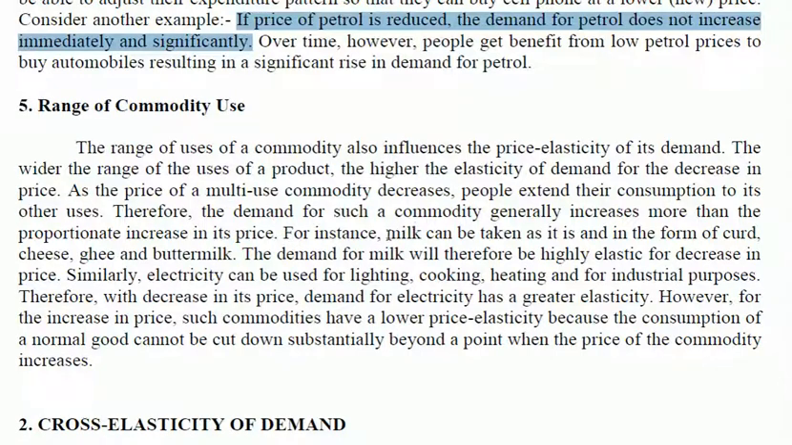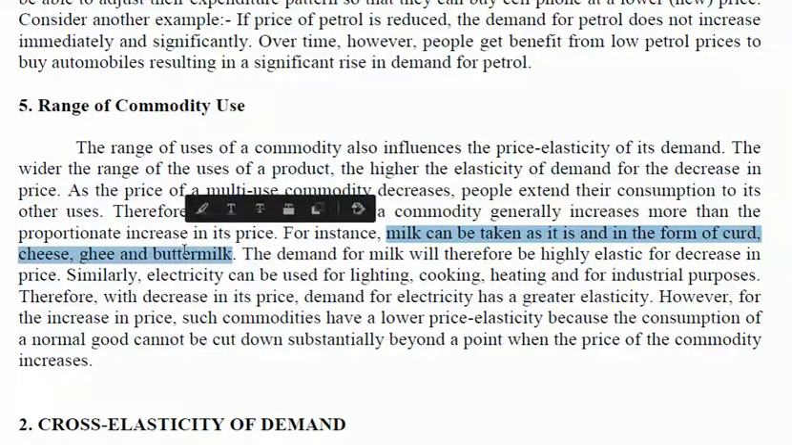Just for instance, milk can be taken as it is and in the form of curd, cheese, ghee and buttermilk. Milk is used to manufacture so many things: curd, cheese, ghee, buttermilk. It is also used in making ice cream and paneer. So it has a very wide range. With just one product, milk, there are many products which can be derived from it and which are dependent upon milk.